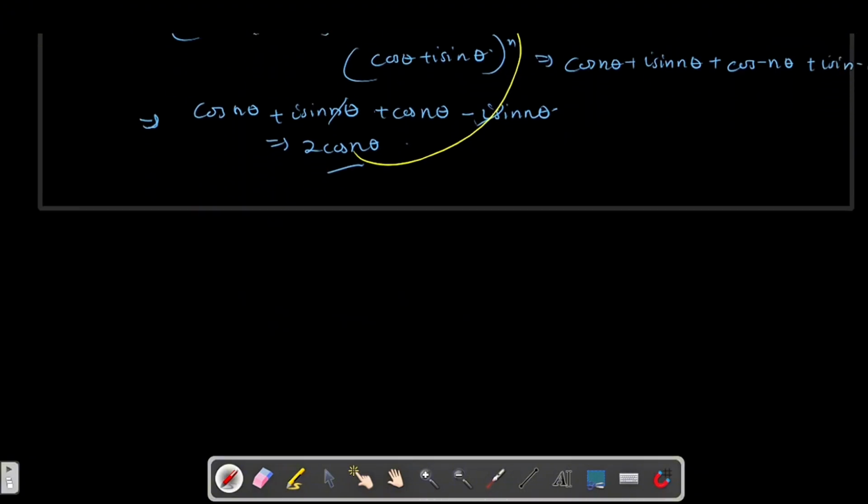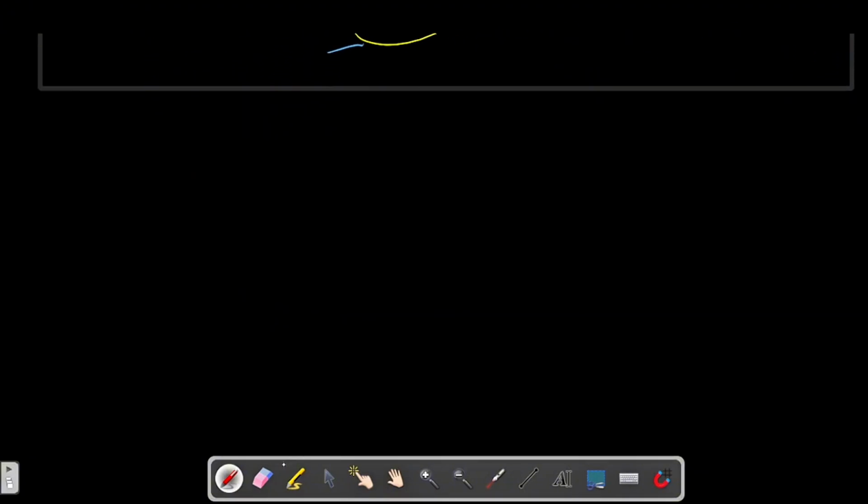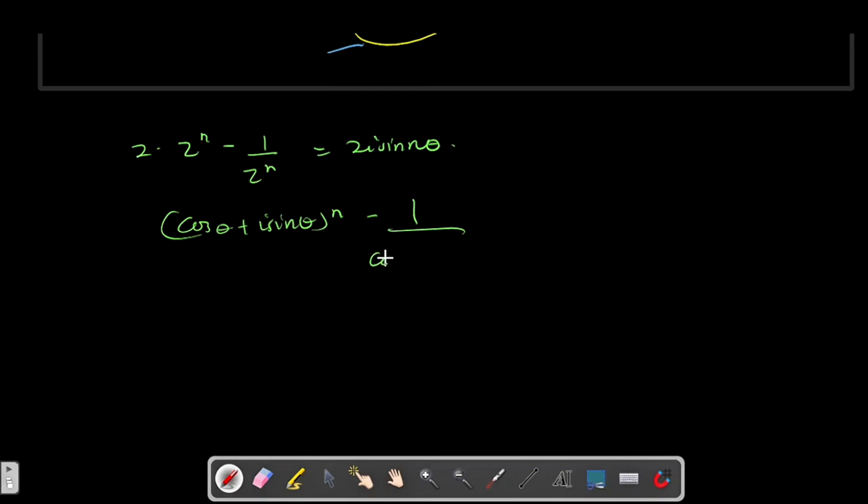Let's do that for the minus. So I'm going to have my number 2: z to the power n minus 1 over z to the power n is equal to 2i sine n theta. How do you prove this? I think it's just a change of operation here, so you can clearly see. I'll simply have cos theta plus i sine theta all to the power n minus 1 over cos theta plus i sine theta all to the power n, right?